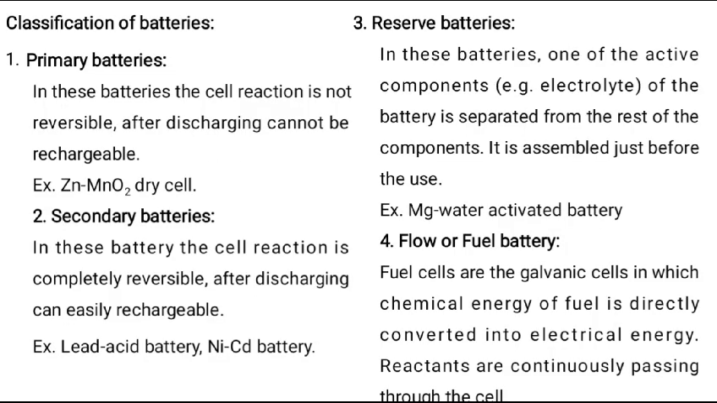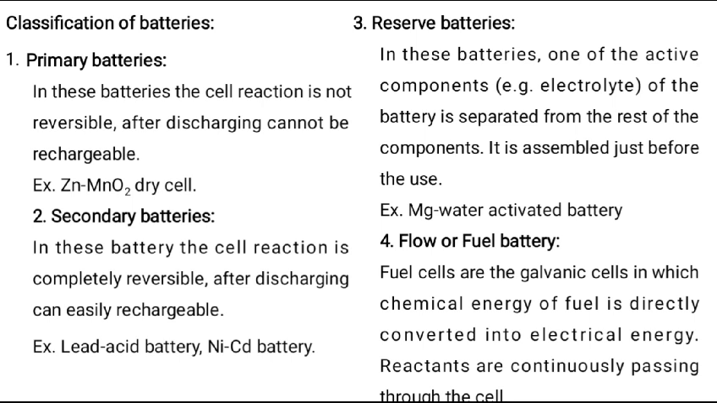And next, we can see how to classify batteries. Batteries are classified into four types: the primary batteries, secondary batteries, reserve batteries, and flow battery or the fuel cell. So primary batteries, here the cell reactions are not reversed and they also cannot be recharged. Example, the zinc manganese dioxide, which is the dry cell. Secondary batteries, the cell reaction can be completely reversed after discharging and they are also rechargeable. Example, lead acid battery, nickel battery.